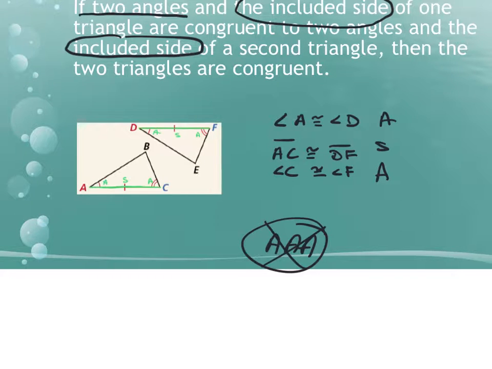I'm glad you brought it up, though, because it's actually a direction that a lot of people try to go, so it's kind of good when somebody does, because it's like, yeah, we can't do that. So is the included side just the side in between whatever two angles we talked about?